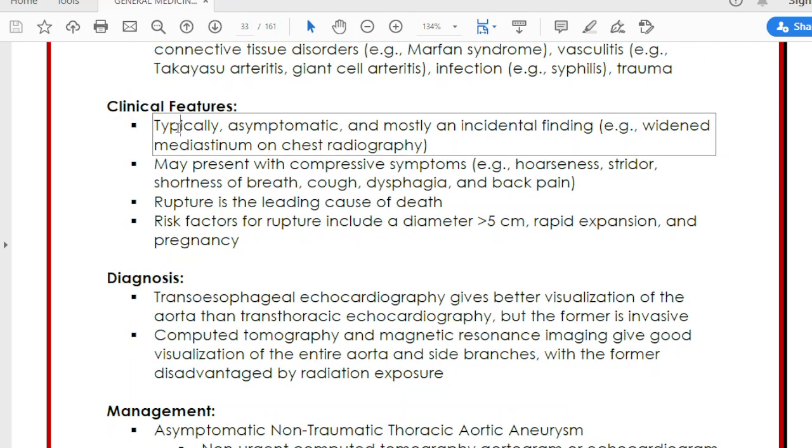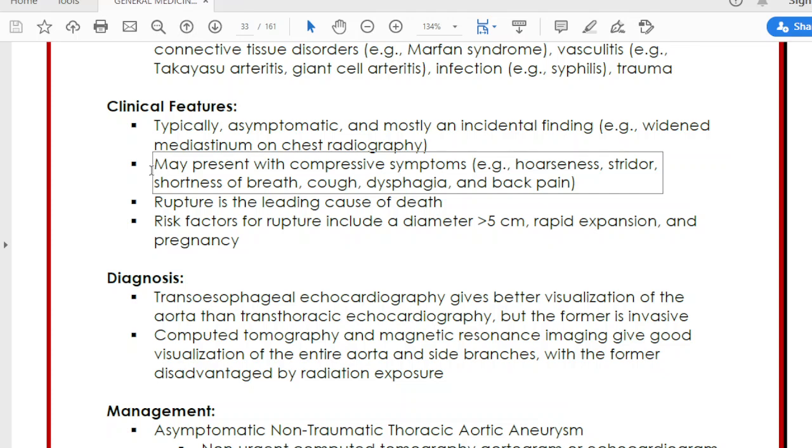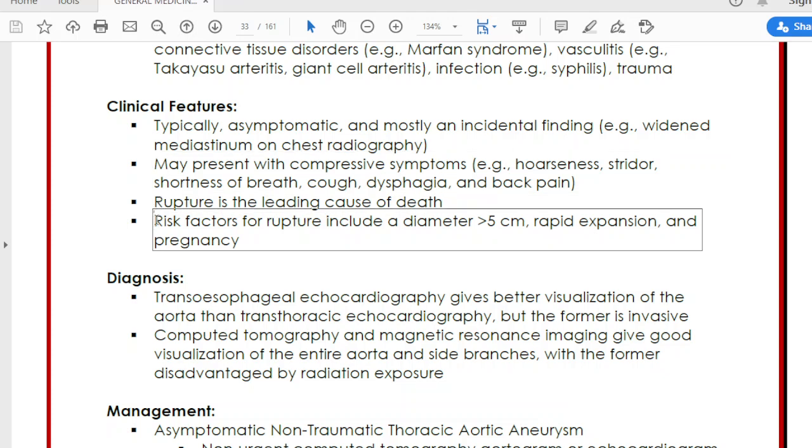Clinical features. Typically asymptomatic, and mostly an incidental finding, example widened mediastinum on chest radiography. May present with compressive symptoms, example hoarseness, stridor, shortness of breath, cough, dysphagia, and back pain. Rupture is the leading cause of death. Risk factors for rupture include a diameter greater than 5 cm, rapid expansion, and pregnancy.